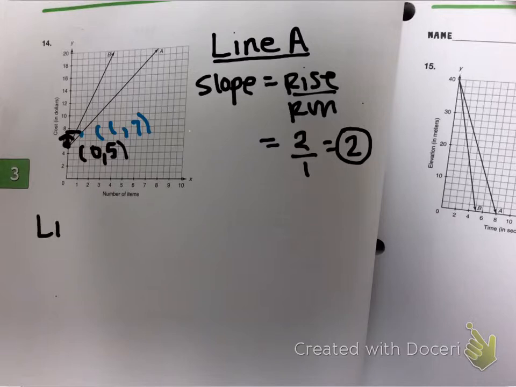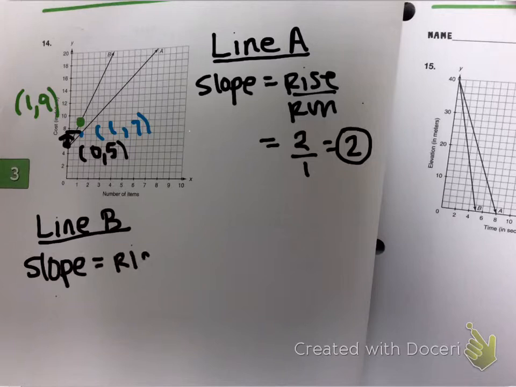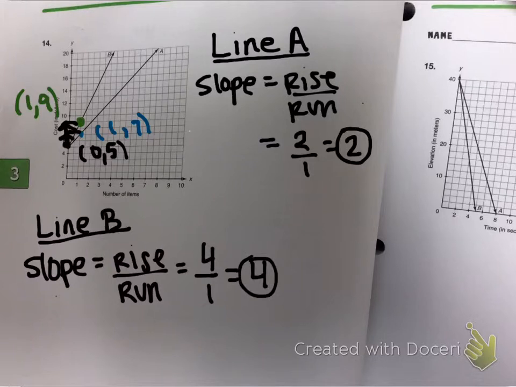So for line B, I'm going to pick the points 0, 5, because it's already picked, and 1, 9. Slope equals rise over run. I rise up 4, and I run 1. So 4 over 1 is 4.